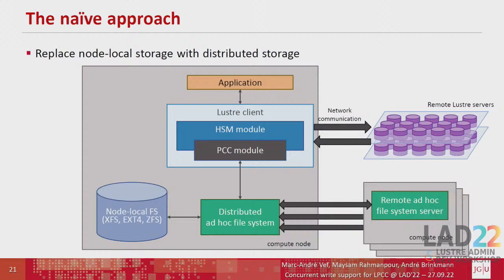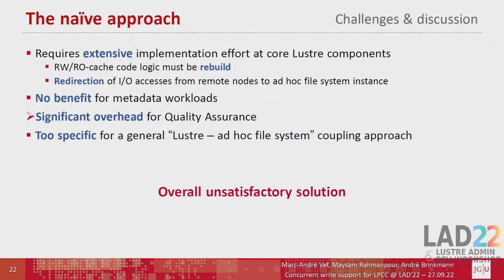That would be very nice, except that this is a huge coding overhead, right? Because you need to change many, many things. The logic that we have for read-write and read-only caching in PCC must be largely rebuilt. There's also the question, what would happen if a remote node is accessing this data that is currently on an ad hoc file system? How do they get the connection, and so on? There might be little benefit for metadata workloads, specifically for creation of files. And then, of course, this all must be tested. So there's just in general a lot of coding overhead and complexity in here. There's also the concern that this is maybe a little bit too specific for a general Lustre ad hoc file system approach. We might be able to get it to work for a specific file system like BeeGFS or GekkoFS, but not for all. So overall, this is not a satisfactory solution.